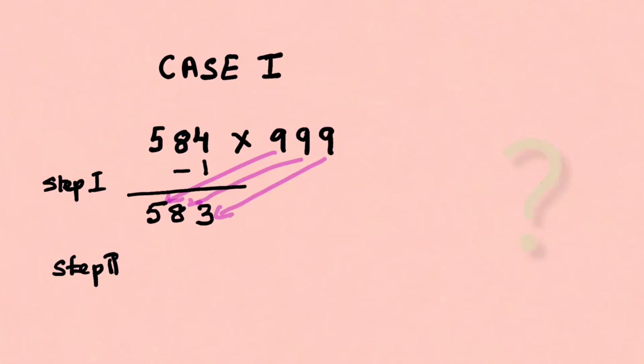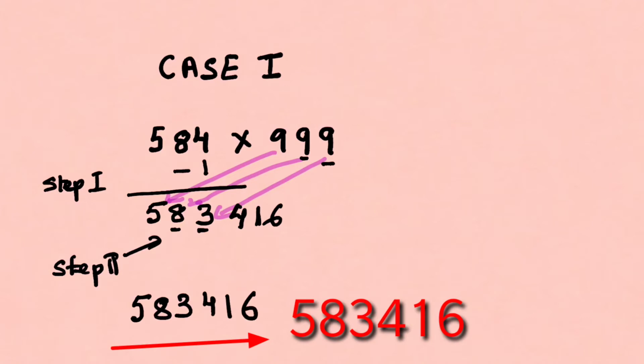When 5 is subtracted from 9, we get 4. When this 8 is subtracted from 9, we get 1. When this 3 is subtracted from 9, we get 6. Now this is our second step. We come to the final answer, it is 583,416. Look how simple it is.